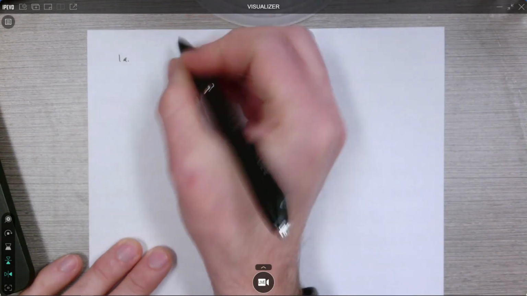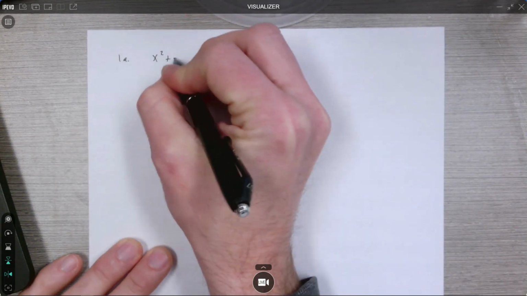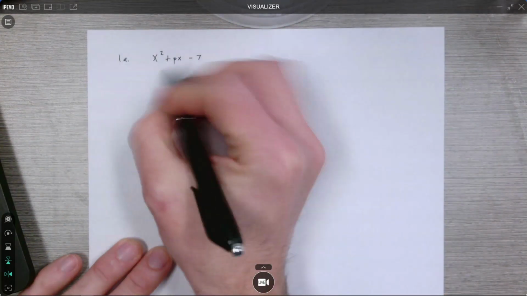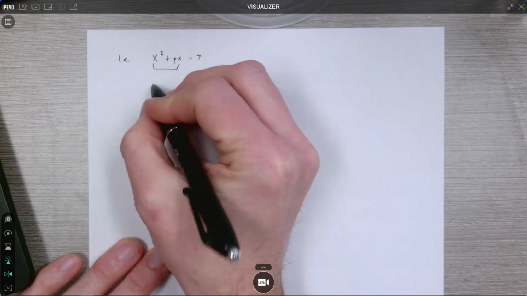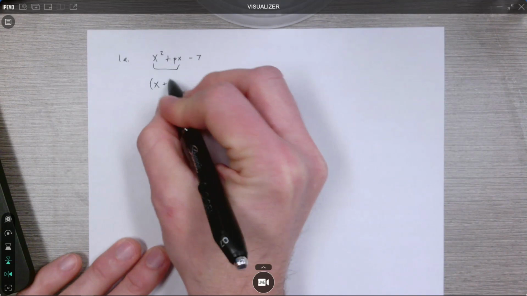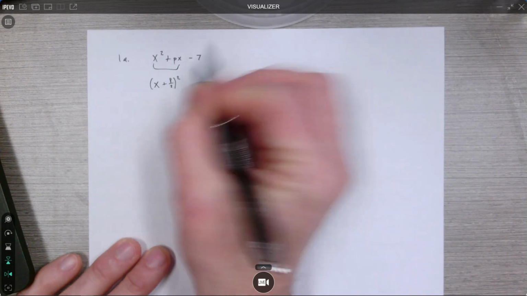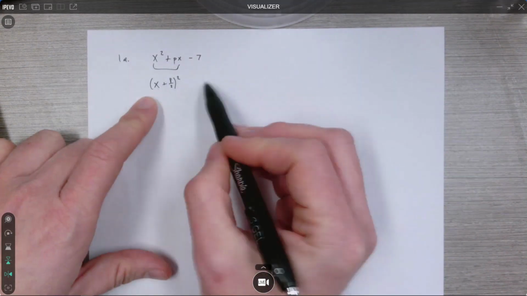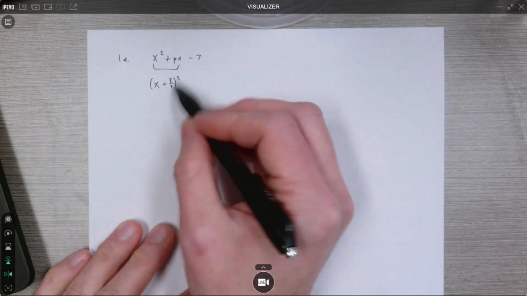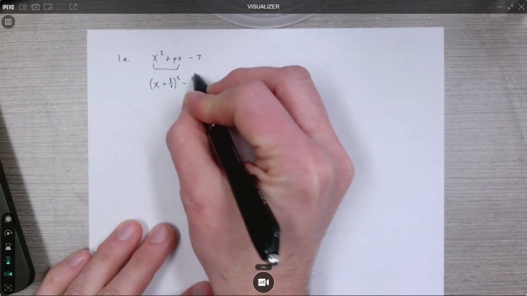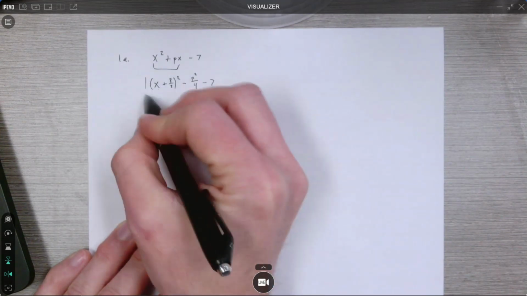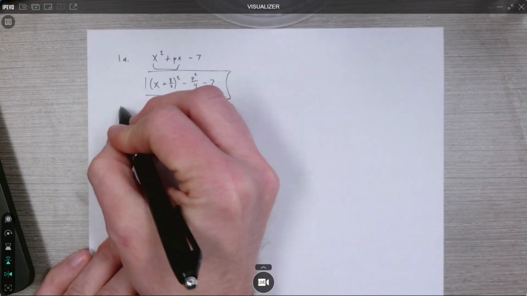So, 1a is x squared plus px minus 7. And it says complete the square. So, I'm going to ignore the 7. I'll look here. I know that if I want p, this coefficient has to be half p. Because if I expand this, I'll have x squared plus half p plus another half p, but then this is going to produce p squared over 4, so I have to subtract p squared over 4 to compensate, minus 7. So there's the answer. Let's do 1b.